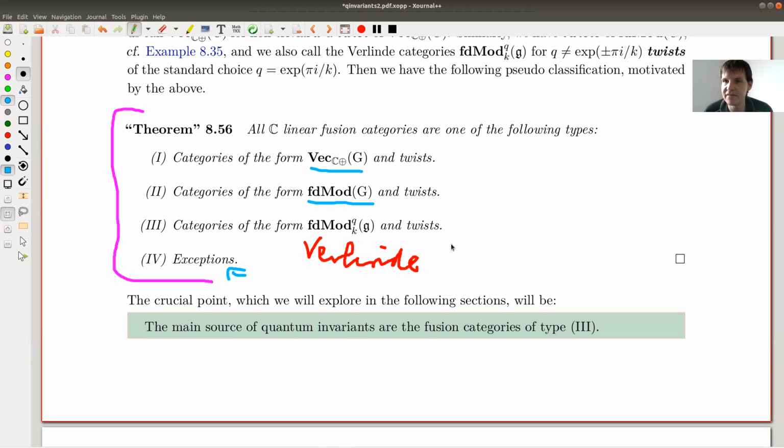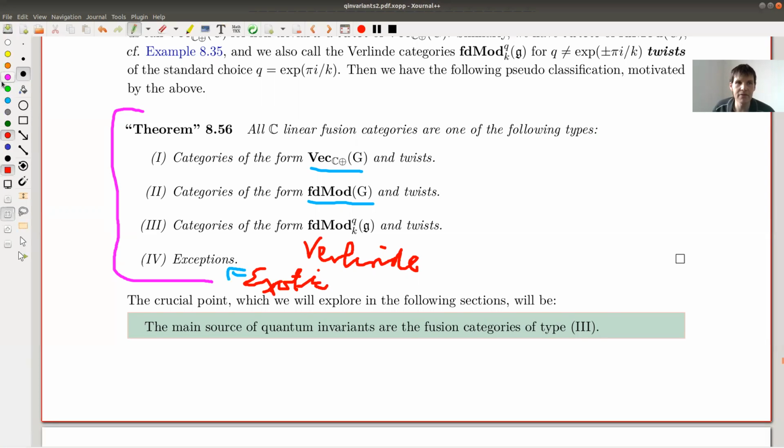Theorem, the main theorem of this lecture. We've just classified all fusion categories. They are Vect G, modules of G, where G is a finite group, or Verlinde categories, up to exceptions. And of course, this is a completely legit classification because I haven't told you what exceptions are, right? A lot of effort is spent on studying those exceptions. These are these exotic things. They're not so easy to construct.